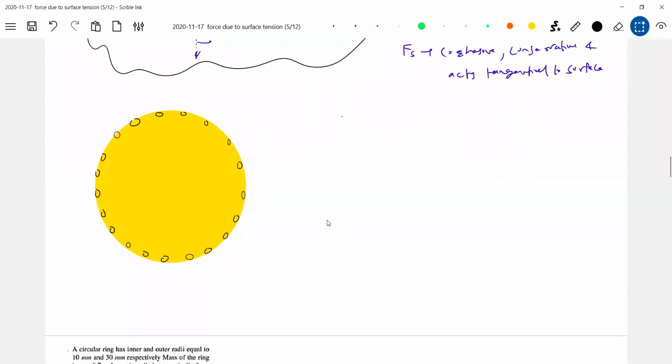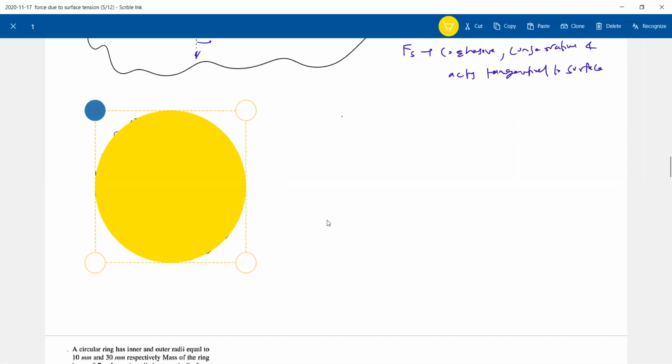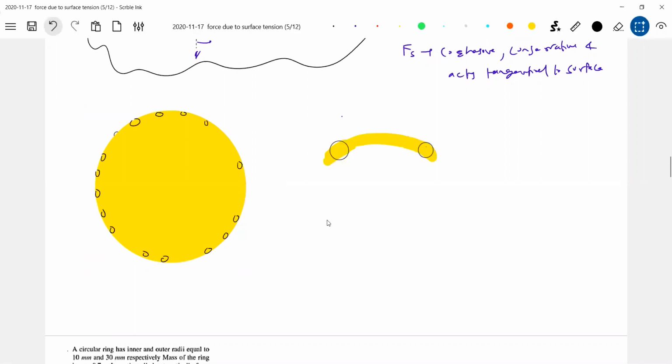So how will the force act here? Let me bring those molecules. I'm asking you to draw a line here. Tell me how the force should be acting. If you cut this drop into two equal parts, you get a hemisphere, like a lemon. If you take the lemon, you'll get that one. So here, shall we go for a half drop?